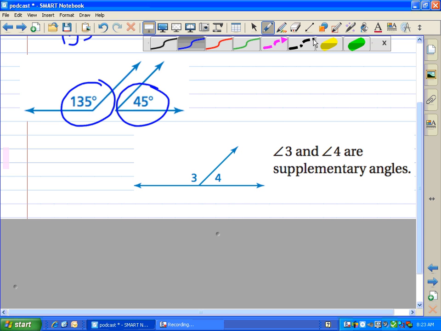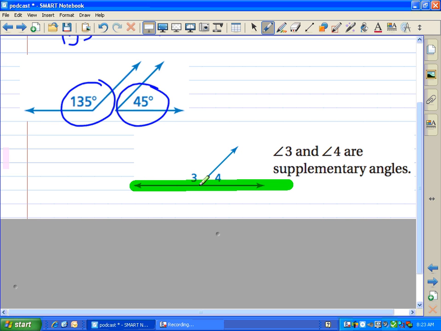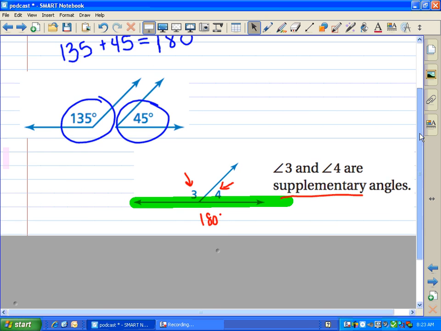Here, you should be able to see that you have a straight angle or straight line. A straight angle or straight line always has 180 degrees. Excellent job. So angle 3 and angle 4 are supplementary to each other because whatever numbers they are, it has to give you a straight line, which is 180 degrees.